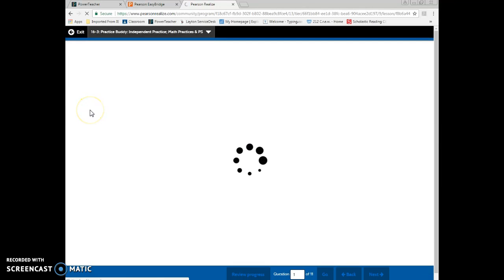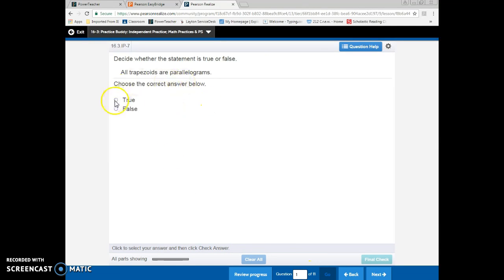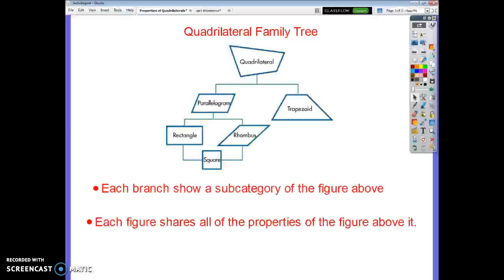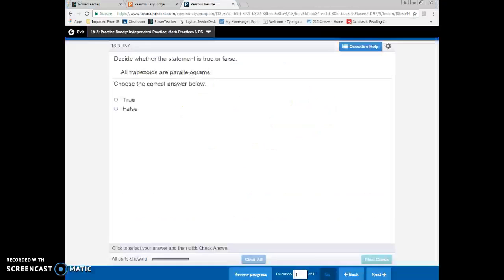Here are the 16.3 practice problems, and look, there's only 11 of them, and most of them are going to be this true-false type thing. It says decide whether each statement is true or false. All trapezoids are parallelograms. Well, if we look at the tree diagram, here is our trapezoid, and it falls underneath the quadrilateral. So all trapezoids are quadrilaterals, but all trapezoids are not parallelograms, because a parallelogram has two sets of parallel sides, and a trapezoid does not. So that statement is going to be false.